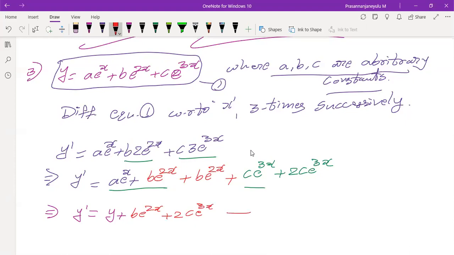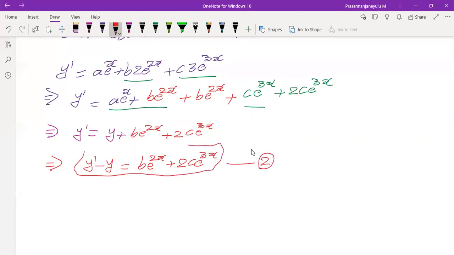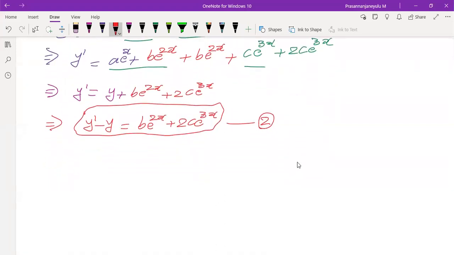Now taking it as equation number 2. Before that, I am rewriting it like this: y dash minus y equals b e power 2x plus 2c e power 3x. Equation number 2. So how many arbitrary constants are there now? 2. One arbitrary constant we tried to eliminate. So again differentiate.